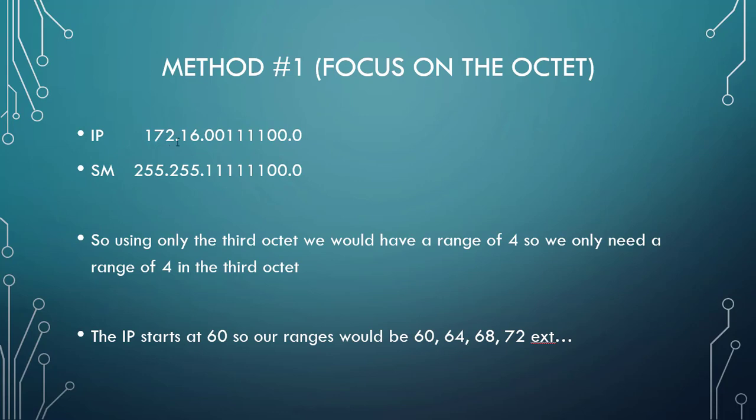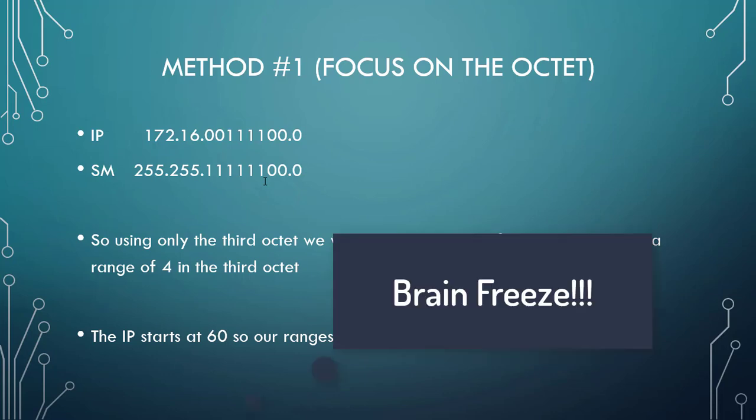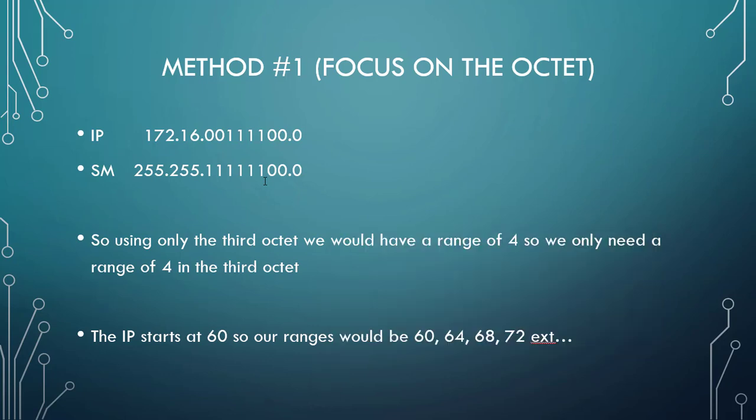So if I have 172.16.60.0 and the subnet mask is 255.255.252.0, the first 0 is in the third octet. So we're only going to be dealing in the third octet. If I only use the third octet and I remove everything else, then we have a range of 4. And we get that using the range formula, which is 2 to the number of 0s in the subnet mask. If we're only looking at the third octet, there are 2 zeros, so 2 to the 2 is 4. So that's how I got the range.